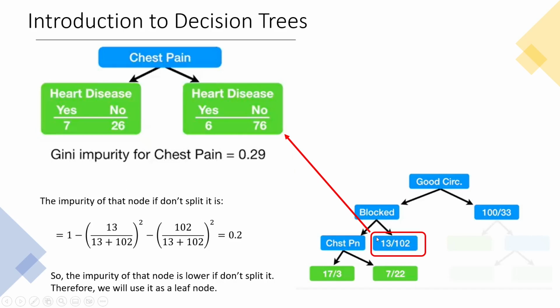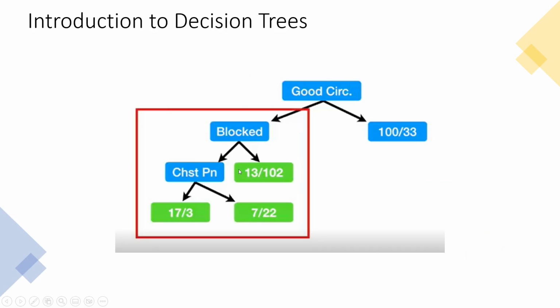And then we will take a look at the right side of the blocked arteries. Here we have this subtree, okay, and we have chest pain. For the chest pain with good blood circulation and non-blocked arteries, we have a Gini index of 0.29. Okay, but for this node, we have 0.2 as the Gini index, which basically means this node has a lower impurity than this subtree. So we don't need to split this. So we leave this node as a decision leaf. Okay. And our tree then looks something like this. Good blood circulation, blocked arteries, and chest pain. So we construct the left side of our tree.